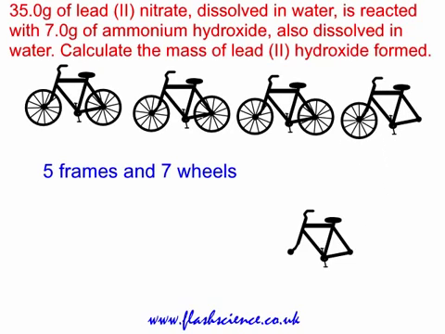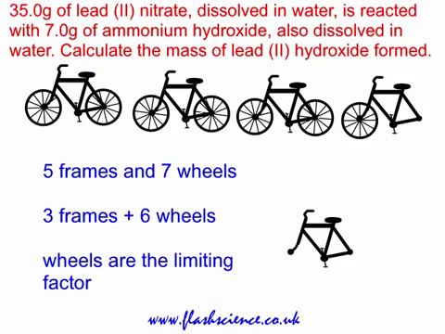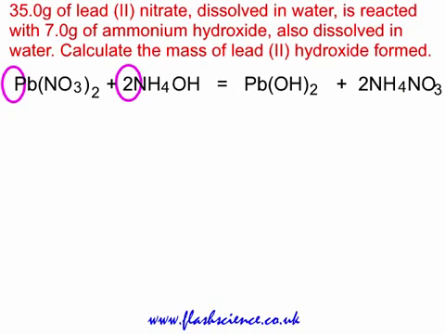What have we run out of first? Well, we've run out of wheels. So while we start with 5 frames and 7 wheels, actually we only used 3 frames and 6 wheels to produce 3 bicycles. It was the wheels that ran out first, so the wheels represent the limiting factor. They dictate the number of bicycles. There were 7 wheels, we were only able to make 3 bicycles.